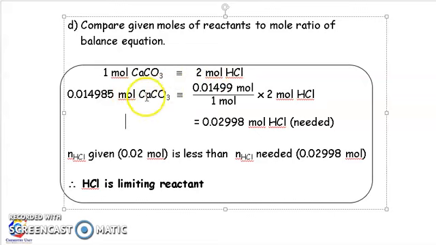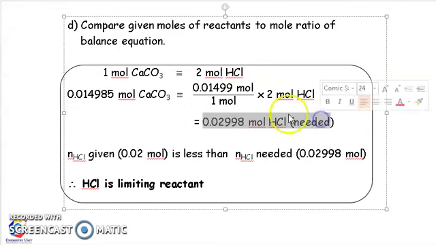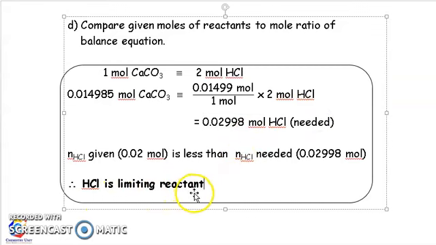So now we need to solve this by stoichiometry. 0.011499 mole times 2 divided by 1, cancel off, so remain 0.02998 mole of hydrochloric acid. From here, you must understand, given is 0.02 mole of hydrochloric acid, but needed is 0.02998 mole of hydrochloric acid. So it's not enough if we are using this number of mole of calcium carbonate. We need this amount of hydrochloric acid. So from here we know that HCl is the limiting reactant.